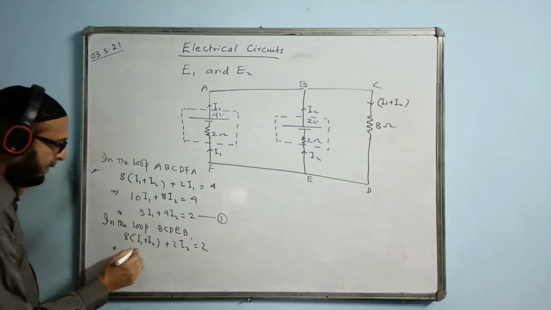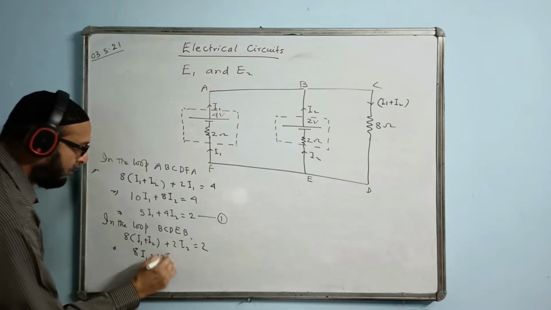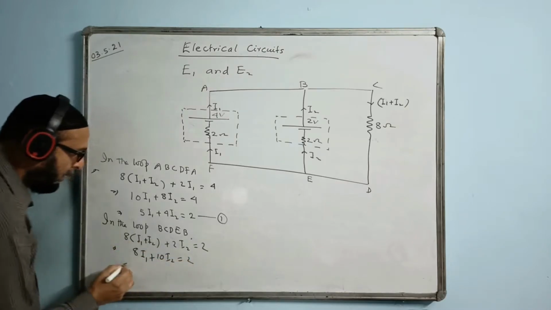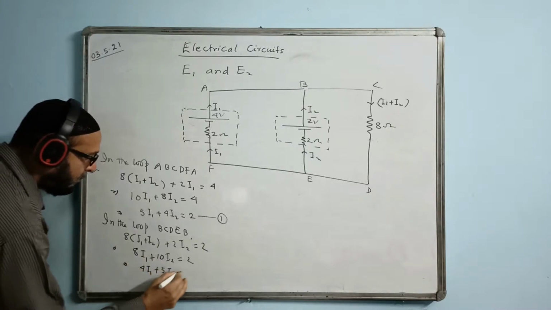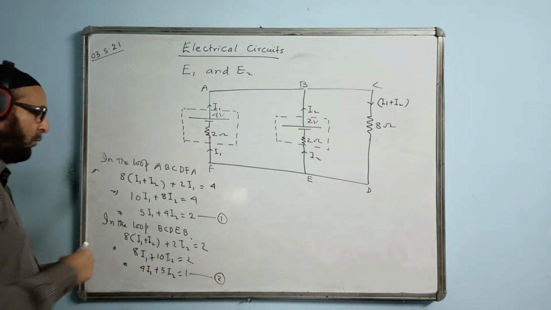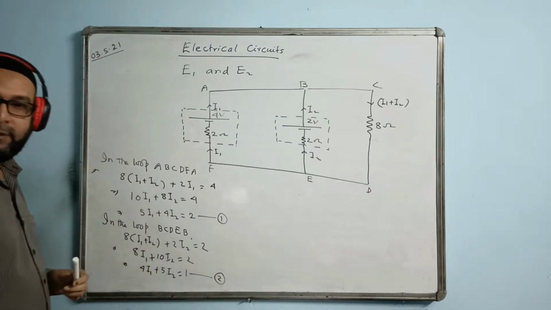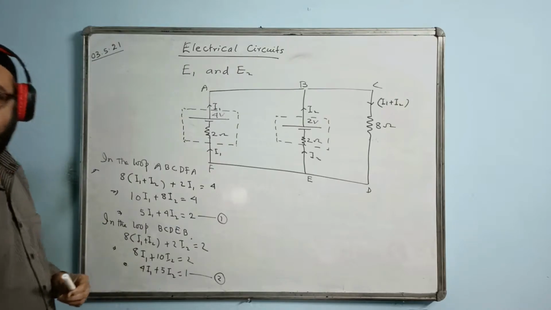I will open the bracket. This becomes 8I1 plus 8I2 plus 2I2, that is 10I2, equal to 2. Dividing by 2 everywhere, we get 4I1 plus 5I2 is equal to 1. Equation number 2. Now these two equations we have to solve simultaneously to find the values of I1 and I2.